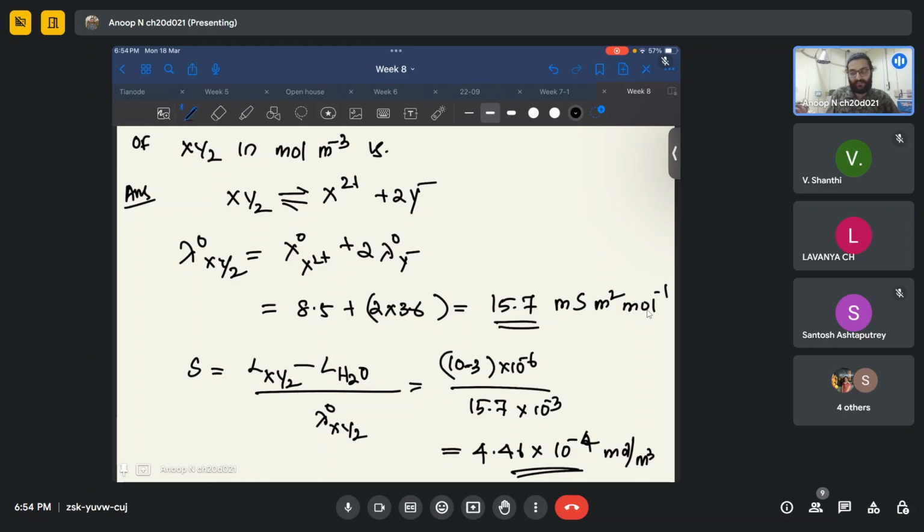I want to convert microsiemens into Siemens. Then below it is millisiemens. That also I am multiplying by 10 raised to minus 3 to get it in Siemens. So the unit should be the same. So that conversion has been done.